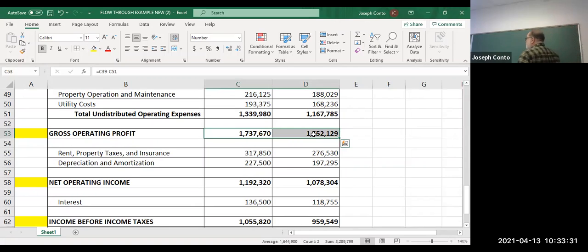Anything below the gross operating profit line is not of the management's concern. That is for owners, key executives, those people who own and operate the hotel. But my day-to-day managers only have to worry about anything north of gross operating profit.